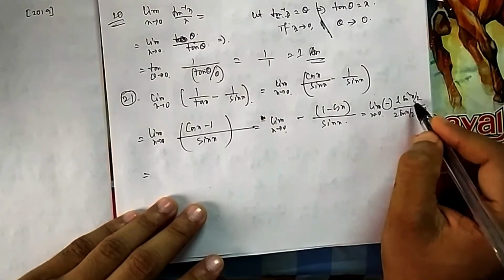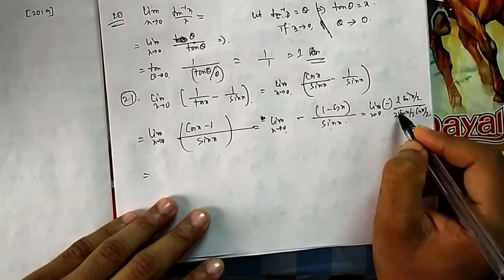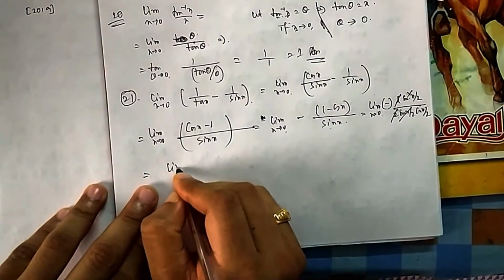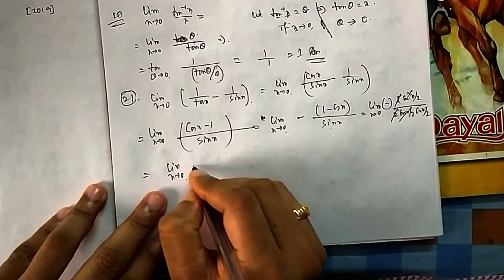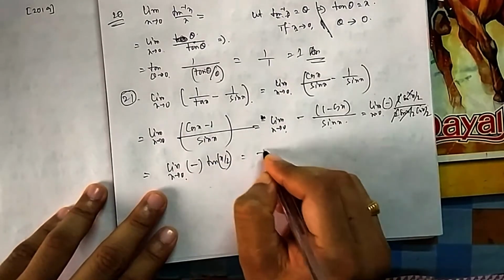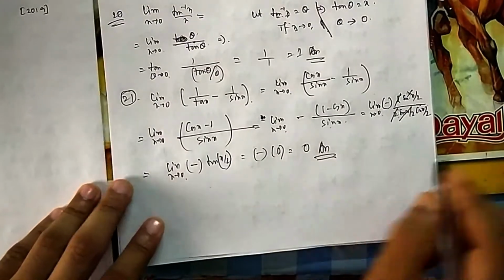And 1 minus cos x you can write as 2 sin square x by 2, and sin x is 2 sin theta cos theta, I am writing 2 sin x by 2 cos x by 2. So the 2 gets cancelled, and the sin x by 2 cancels with the sin square, and you are left with minus tan x by 2. Now you can easily put 0, it will be minus 0. So 0 is no problem, that's why 0 is the answer.